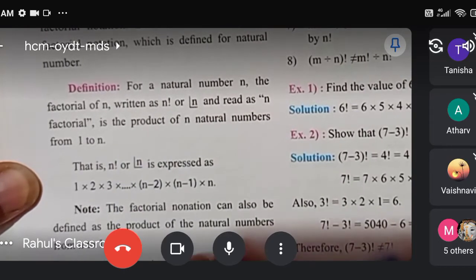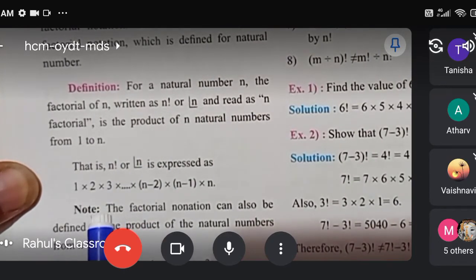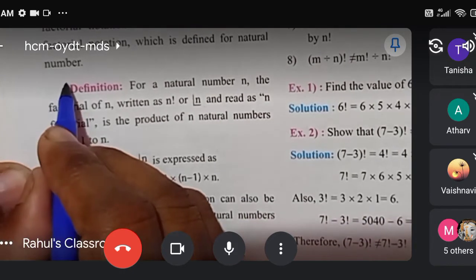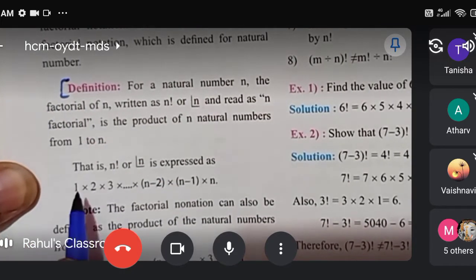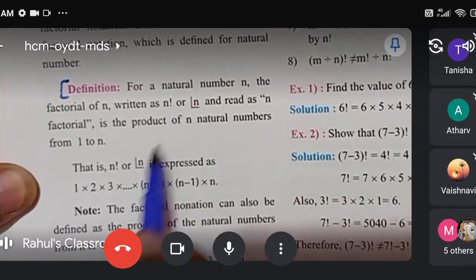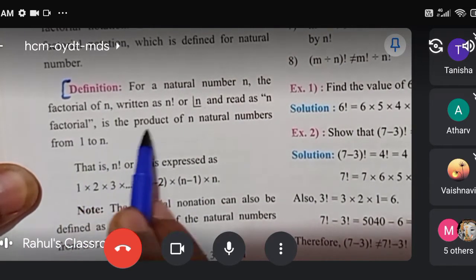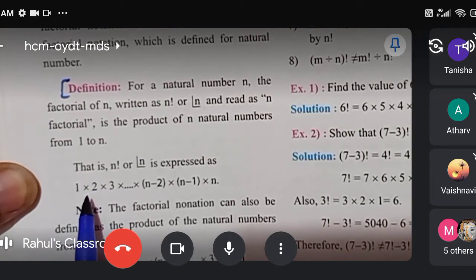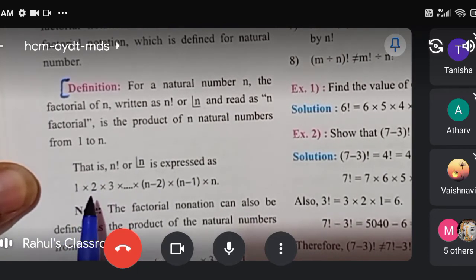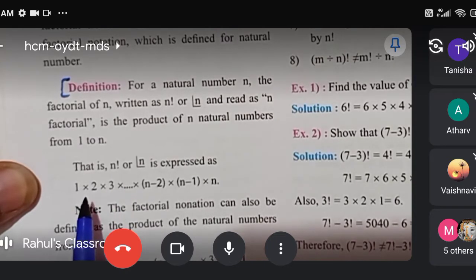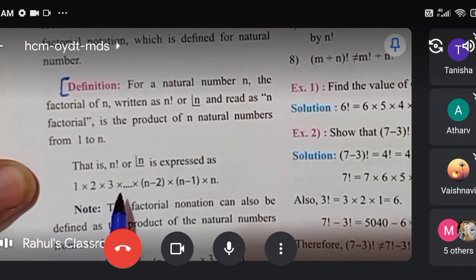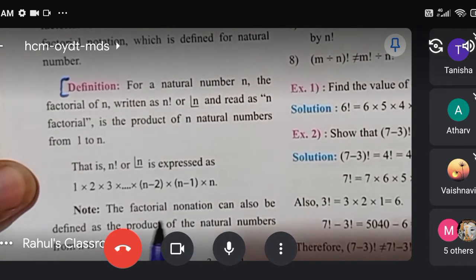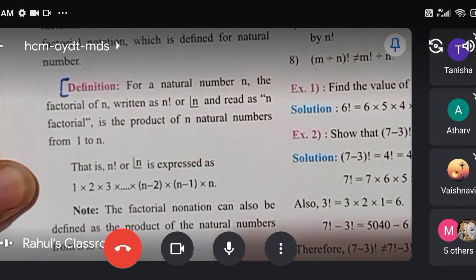Okay. Now, what is this? याचा अर्थ काय होतो? See, this is the definition. Factorial n is the product of natural numbers from 1 to n, and it is written like this: n factorial is equal to 1 into 2 into 3 into 4 into dot dot dot, n minus 1 into n.